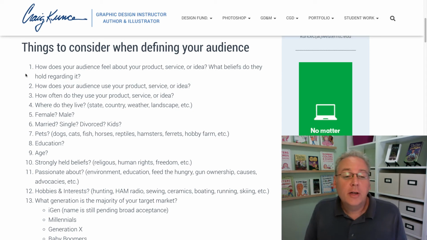Where do they live? I think location is a big deciding factor when thinking about your audience. If I'm marketing snow shovels, they probably won't have a huge market for them in Florida because they don't get a ton of snow. But how would I market the same thing in a northern climate? What will be the advantages of that product? Do they have pets? How educated are they? How old are they is a big one. Do they have strong beliefs? And again, what are they passionate about?